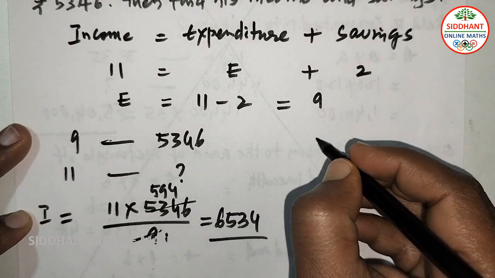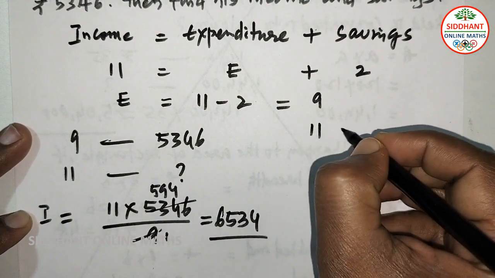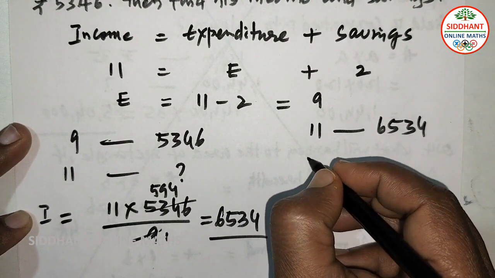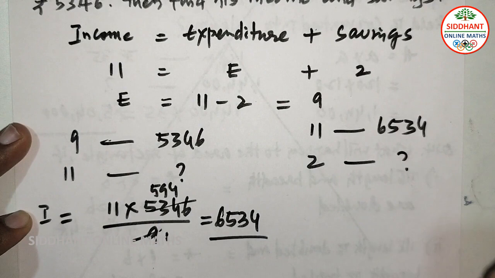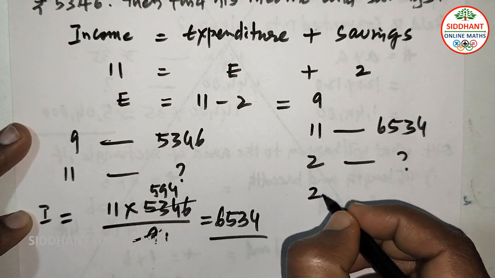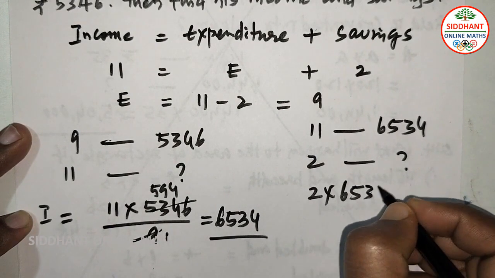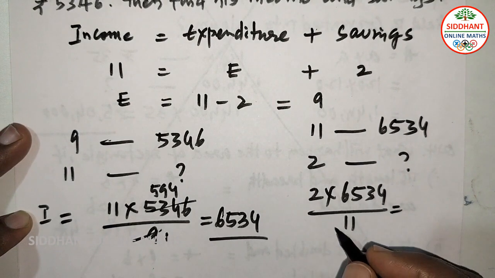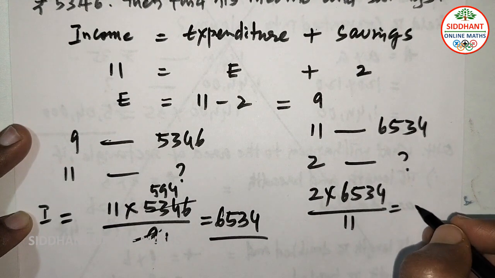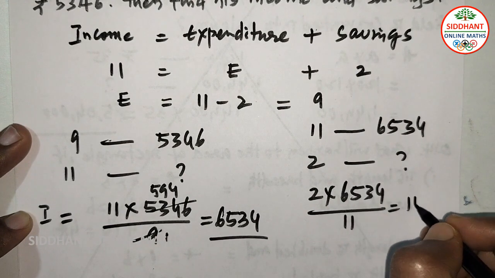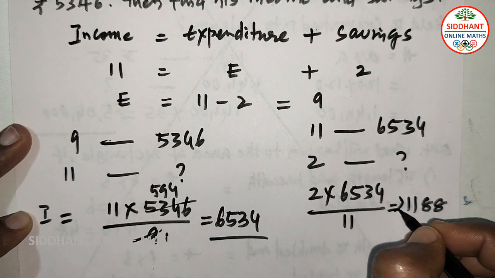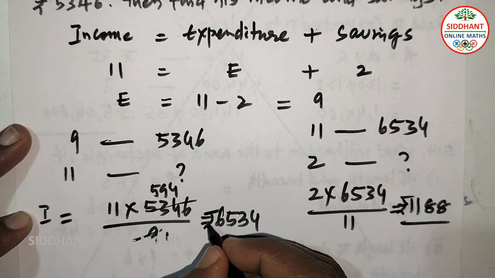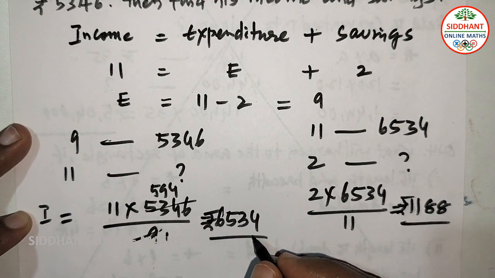Coming to savings, total income is 11 parts, which is 6534, and out of this 2 parts are savings. Then how many rupees? That will be 2 into 6534 divided by 11. So when you multiply and divide, we get 1188 rupees. And the income is rupees 6534.